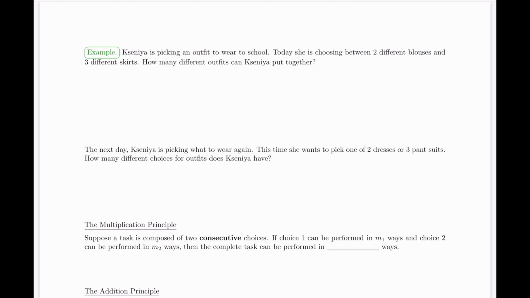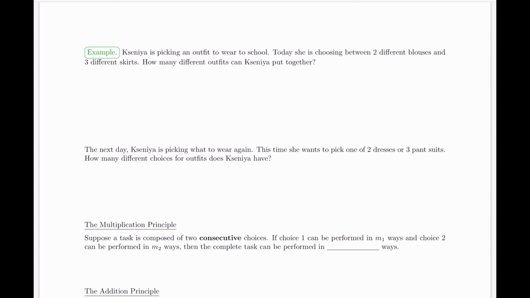In this class, we're going to get into some real counting. Let's start with an example to see how a principle can be worked out and then generalized. Ksenia, that would be me, is picking an outfit to wear to school, an everyday morning problem. Today, she is choosing between 2 different blouses and 3 different skirts. How many different outfits can Ksenia put together?